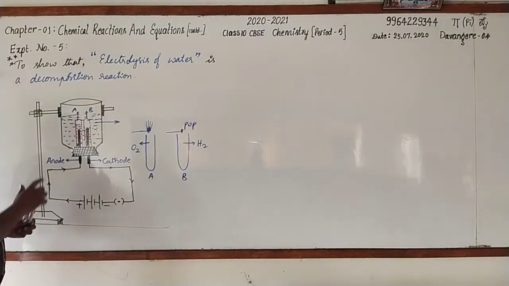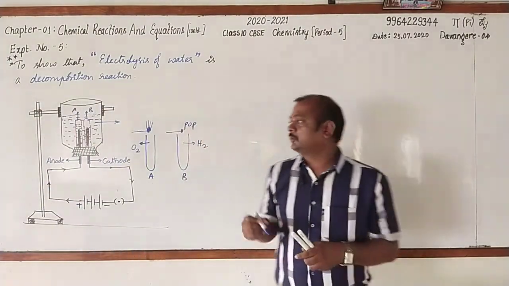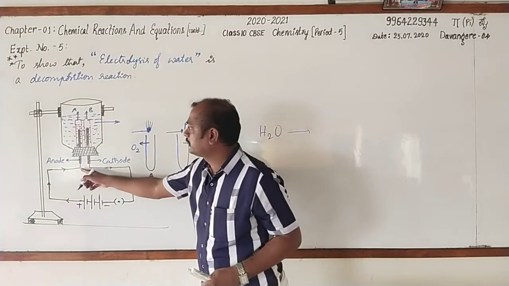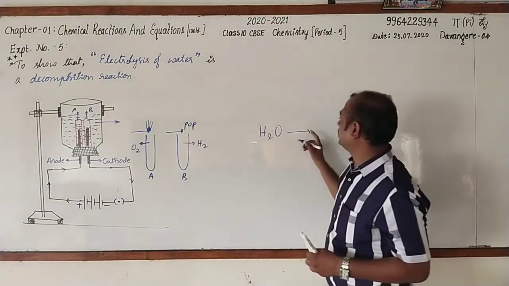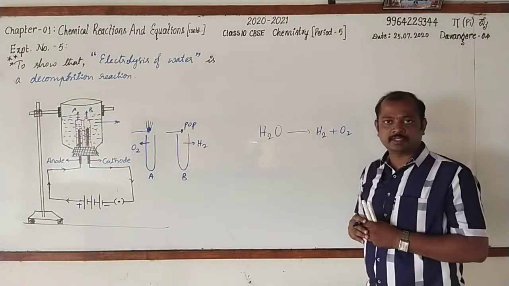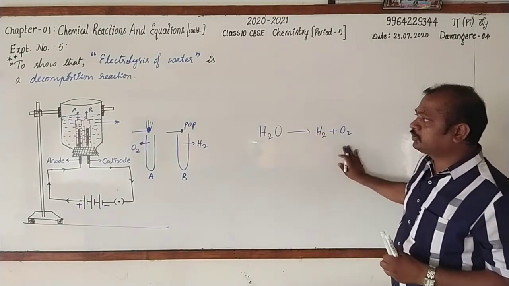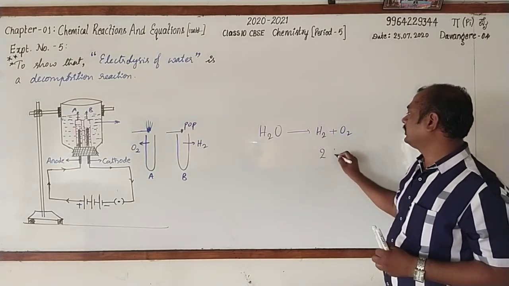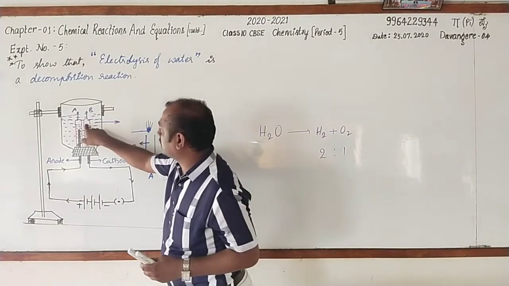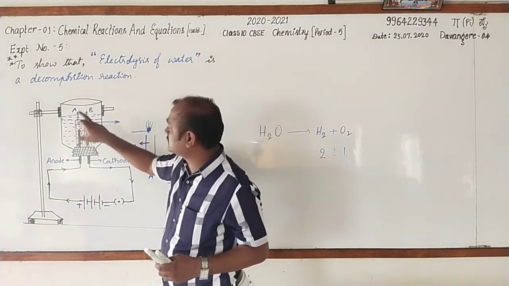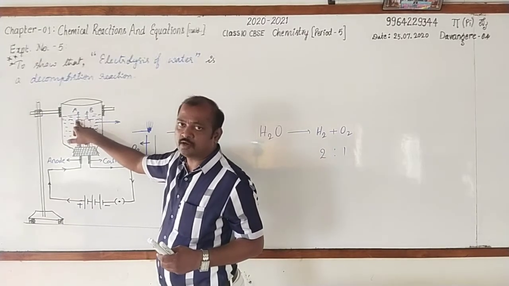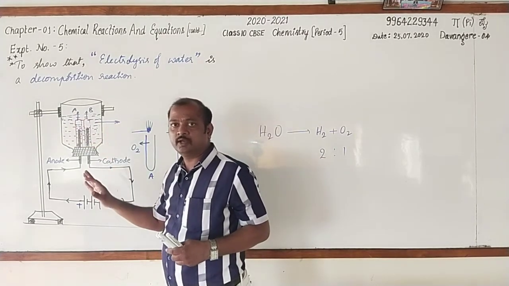Clear? So from this experiment, we come to know that when electricity is passed through acidified water, it decomposes into hydrogen and oxygen. And this hydrogen and oxygen will be in the ratio of 2:1 because the amount of gas collected in test tube B, which is hydrogen, is double that of the gas collected in A, that is oxygen. Hope that you have understood.